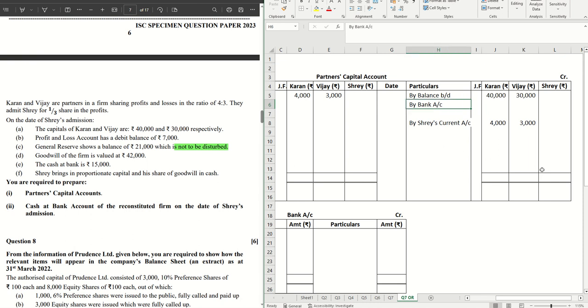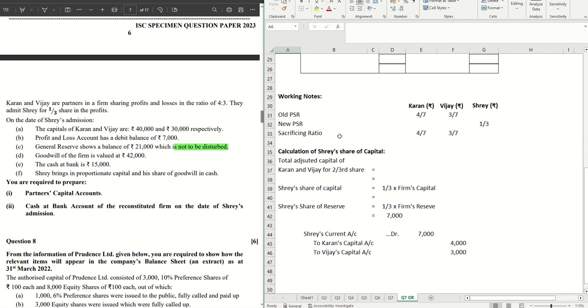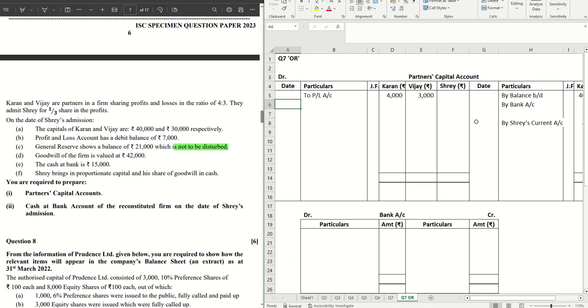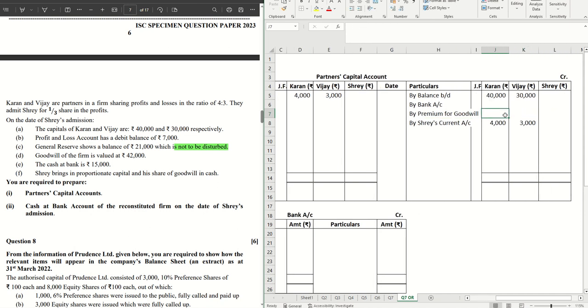The fourth one, goodwill of the firm is valued at 42,000. Okay, again we have to calculate the new partner's share out of it straight away because it's already given 42,000. So 1/3 is his share. 1/3 of 42,000 is 14,000. That will be distributed among the sacrificing partners in the sacrificing ratio. And the question here says that the new partner is able to bring in the goodwill in cash. So straight away we can write by premium for goodwill account. Okay, so that will be 8,000 and 6,000. All right, this one is done.